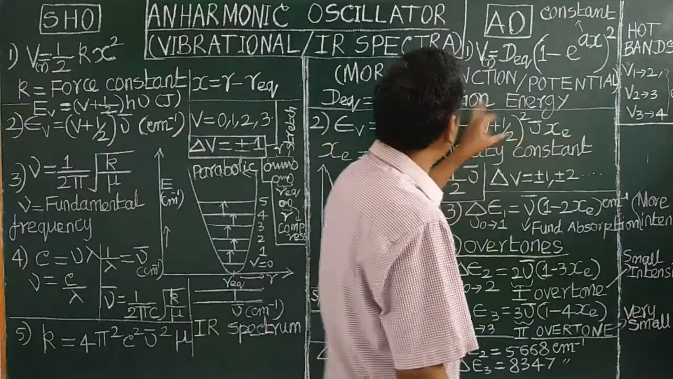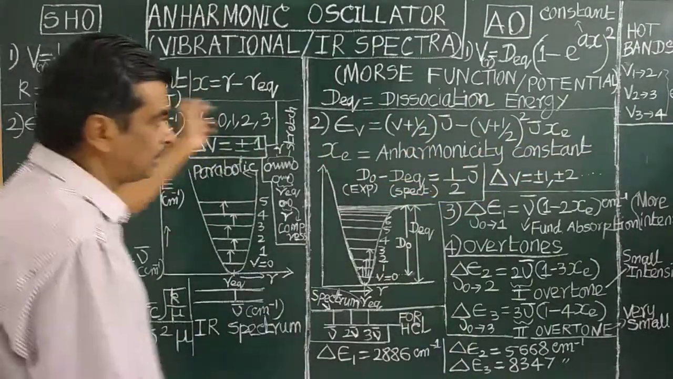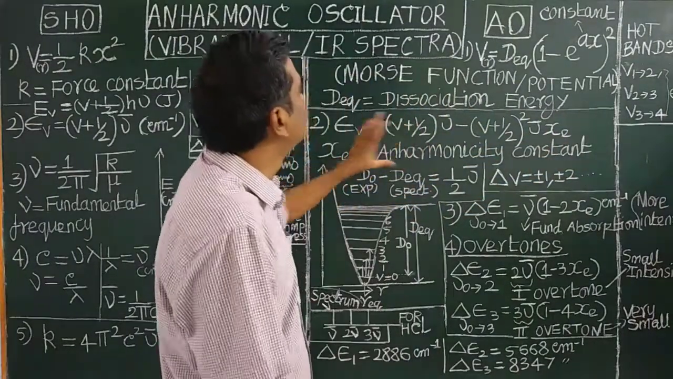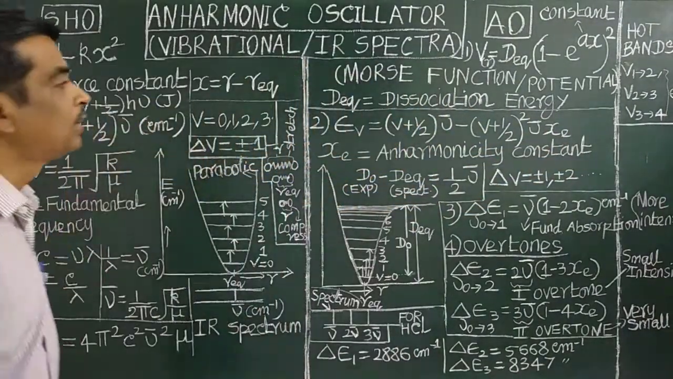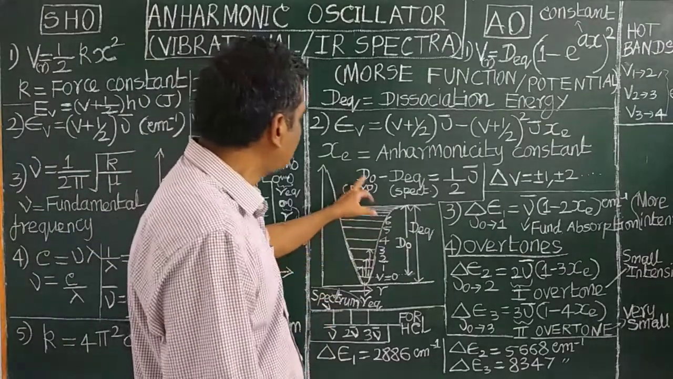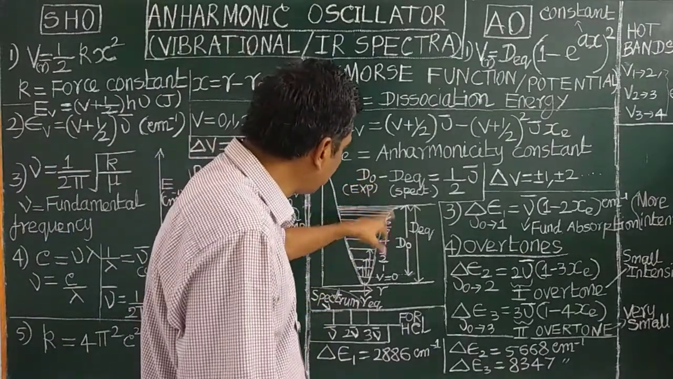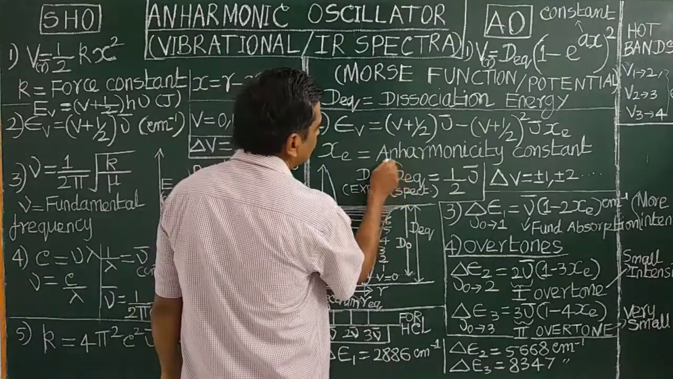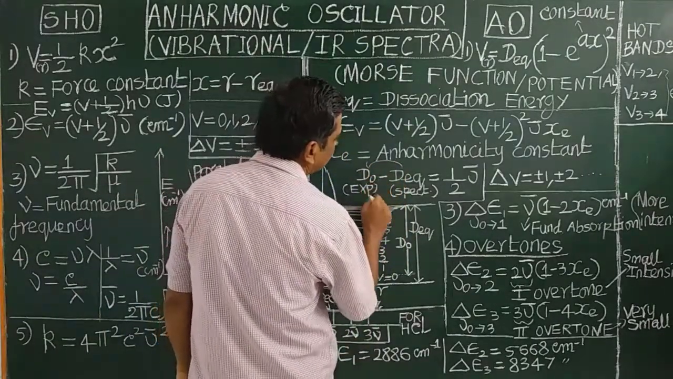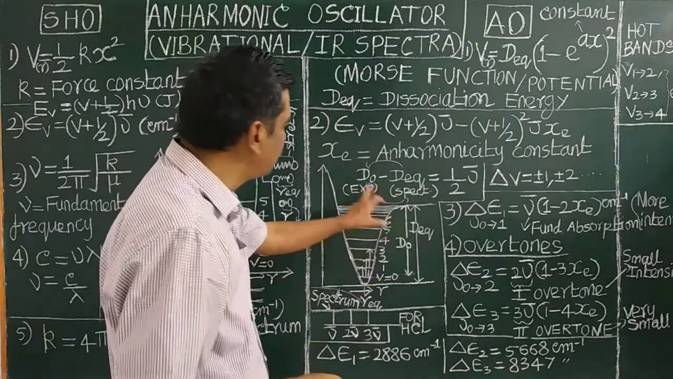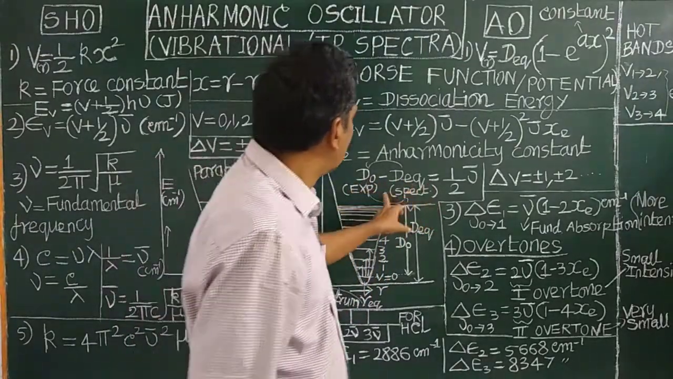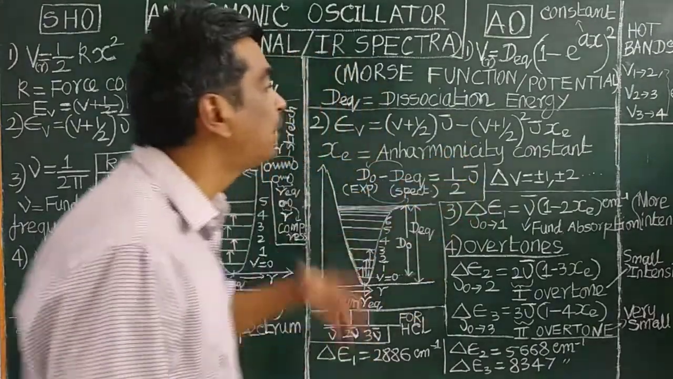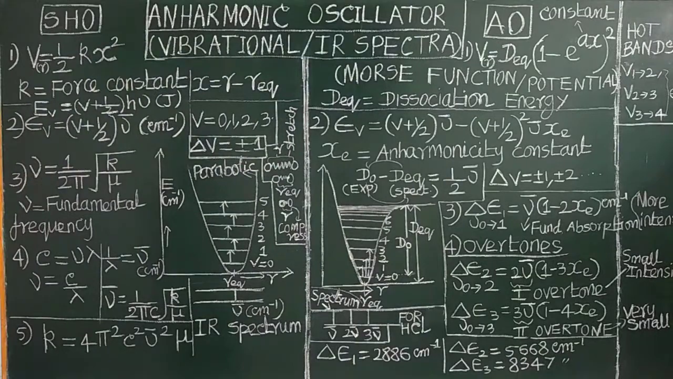If Xe is equal to 0, then this term is equal to 0, and it becomes a simple harmonic oscillator. Now, this is the experimental D equilibrium. This will be D equilibrium, and this will be here, and this will be here. The higher value is D equilibrium minus D naught. This is experimentally observed, and we can calculate the fundamental frequency or fundamental wave number.